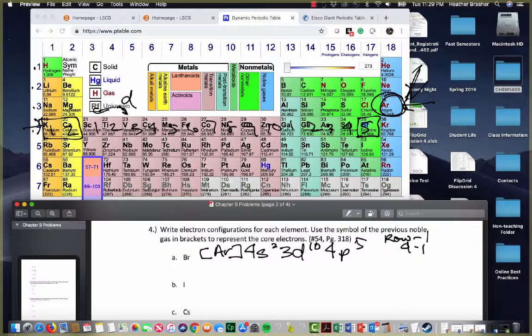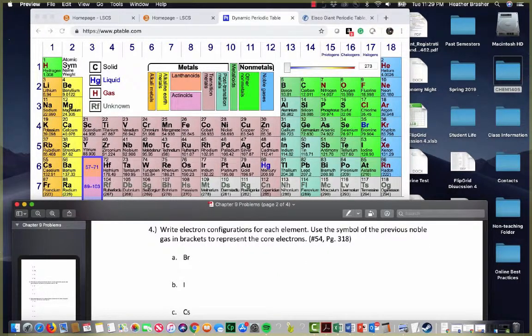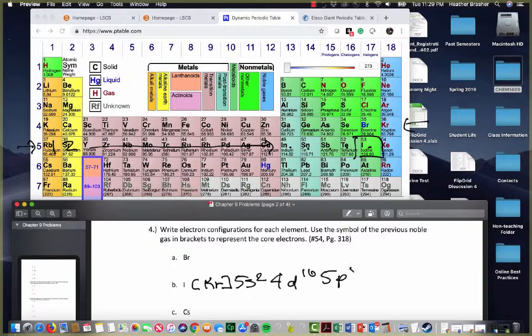So let's do the next one. Iodine is right underneath it here. So we're going to start with krypton. And then we're going to go down there. So if you go, we're going to go over here, and we're 5s2. And then it is basically 4d. And you're going all the way across it, right? So that's 10. And then we're going to go back to 5p. And you are 1, 2, 3, 4, 5. So that gets us there.